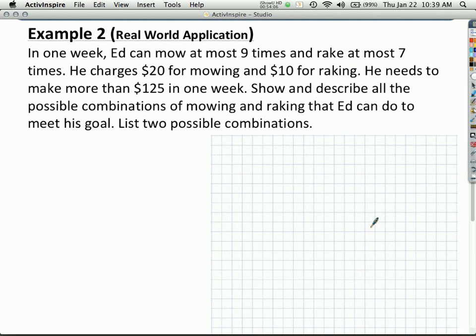All right, let's see what you came up with. I got team C, F, B, and A. Team C. Daniela, what did your team come up with? 20x plus 10y is greater than 125. Hold on, 20x plus 10y is what? Greater than 125. Greater than 125, okay.